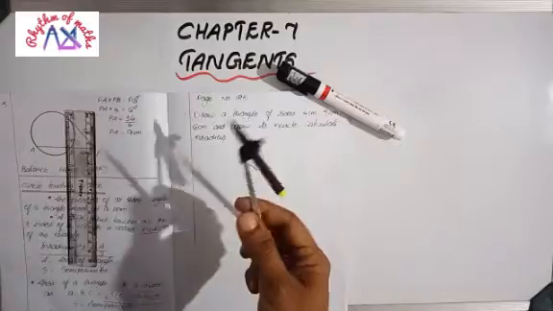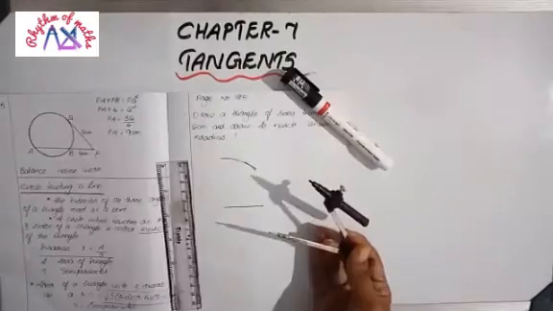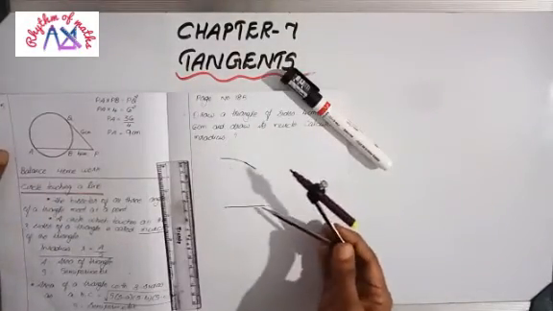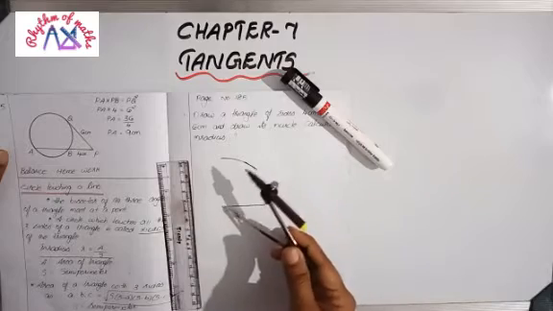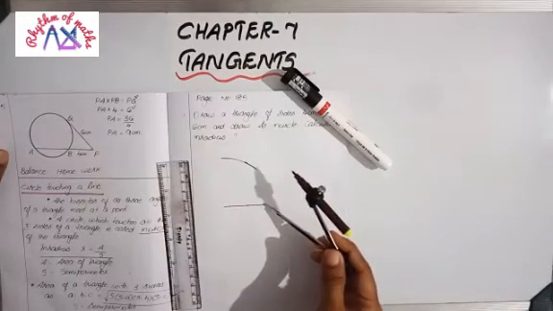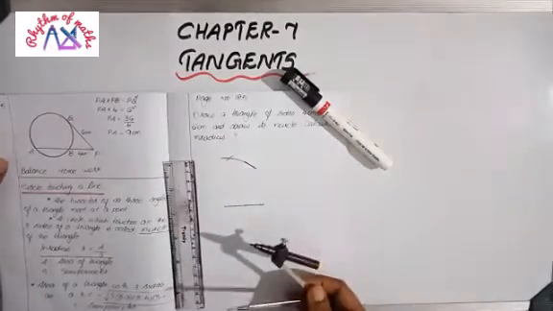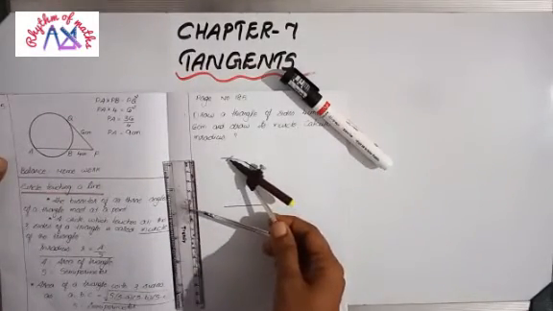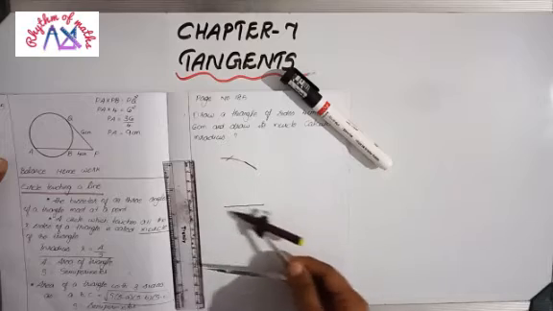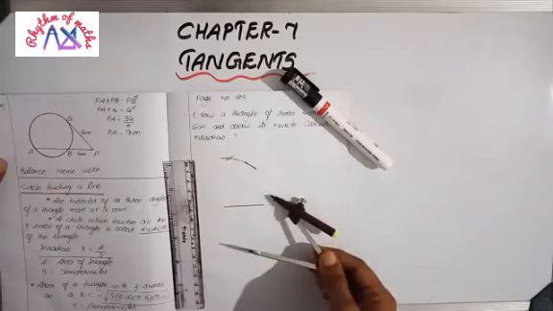Again measure 6 cm in the compass. Then draw another arc from the second point. Okay, from the first point 5 cm. From the next point draw an arc of 6 cm line. Then you will get one point here. Then join that point to these two end points. Then you will get a triangle.